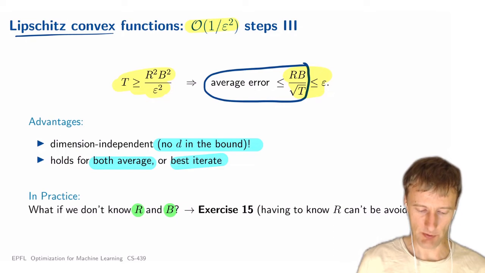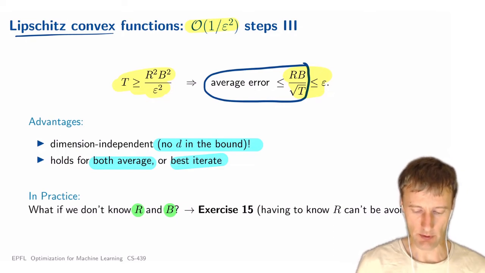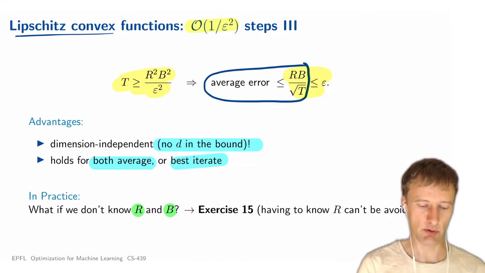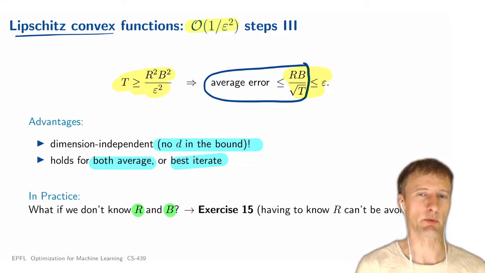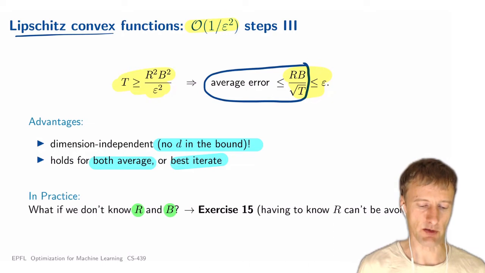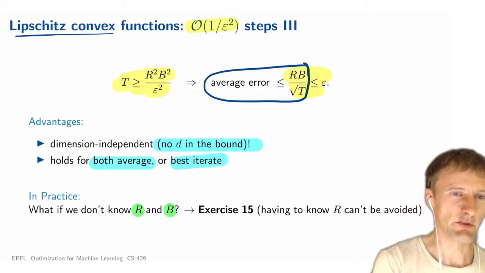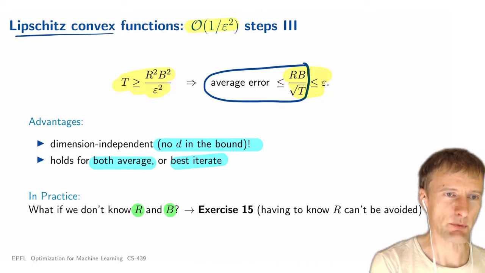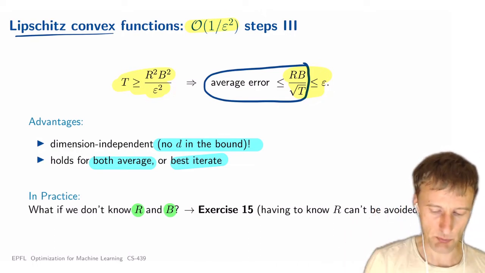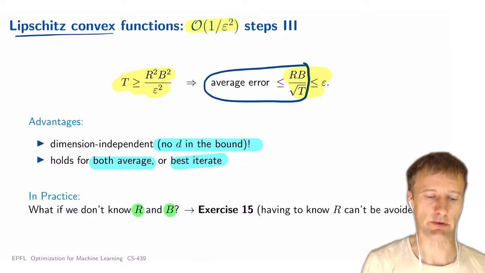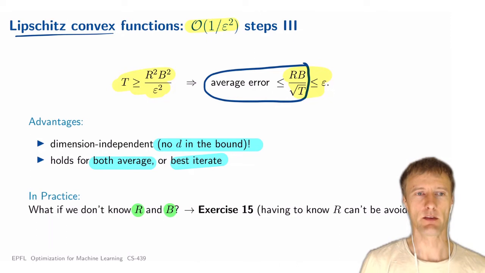So if you don't know r and b, what we can do is some trick to choose them. For example, the continuity constant, which is the b, can be easily chosen by doing kind of a binary search. You can try a value, and if it was too big, you could divide it by 2 and so on until you find a value which works. And you can see in exercise 15 that yes, this is actually possible, at least for the quantity b.